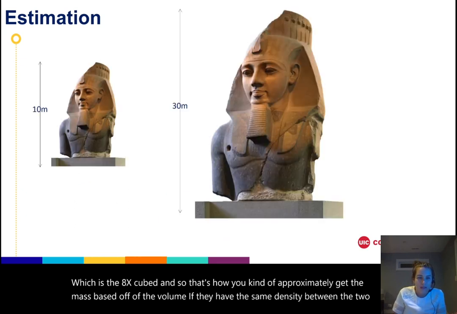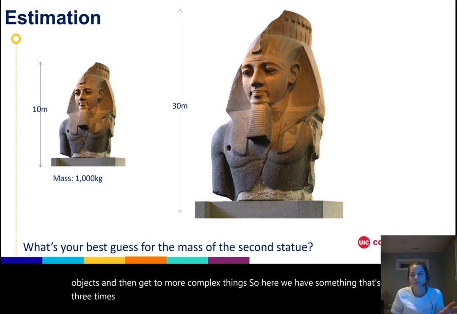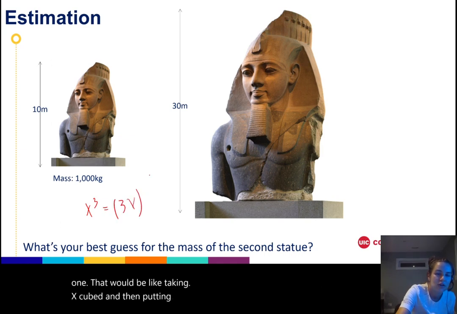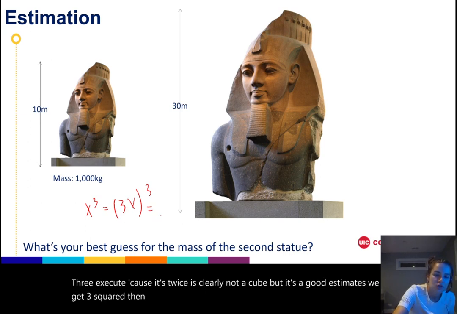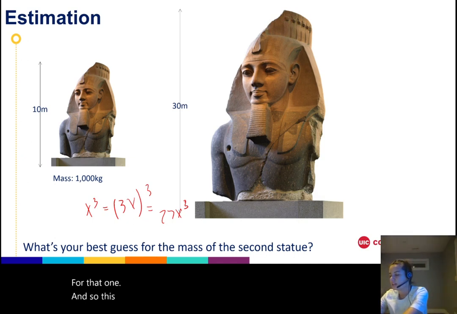And then you can get to more complex things. Here we have something that's 3 times as tall. If we roughly estimate it using the volume on the last one, that would be like taking x cubed and putting in (3x) cubed. This is clearly not a cube, but it's a good estimate. So we get 3 cubed, and we're going to get 27x cubed for that one.